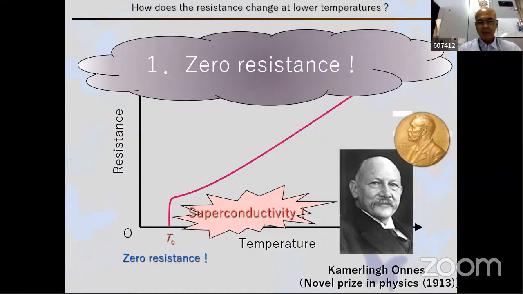This is the first observation of superconductivity. He was in some sense a lucky guy, because he just tried to liquefy the helium, then simply cooled down the mercury and measured resistivity, and then got a Nobel Prize.